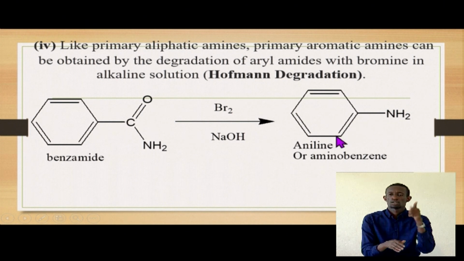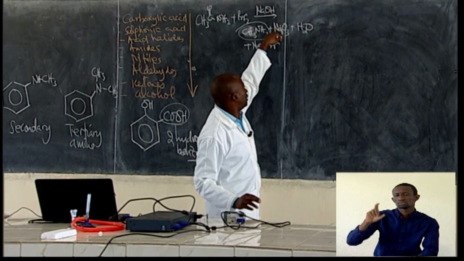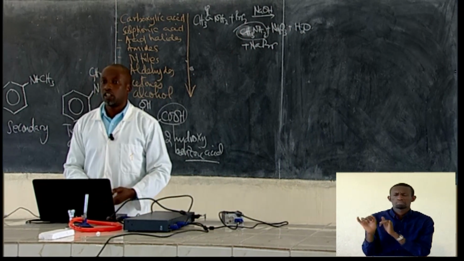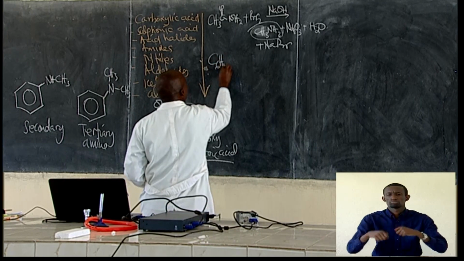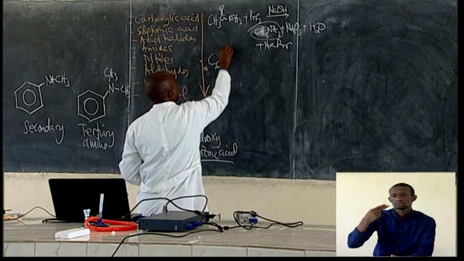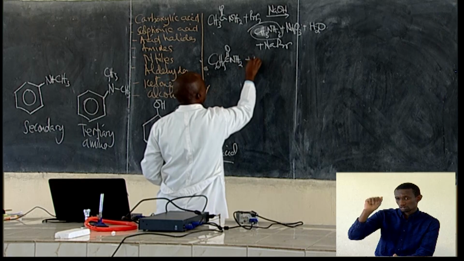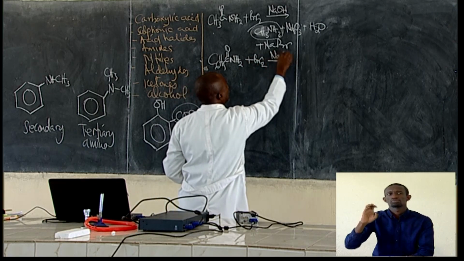That is the main organic product. Some other products, for example here, you may decide to leave these other products. As long as you write the main product, then you have the reaction correct. So you have C6H5CONH2, this is the amide, with the NH2, reacting with bromine in presence of sodium hydroxide.